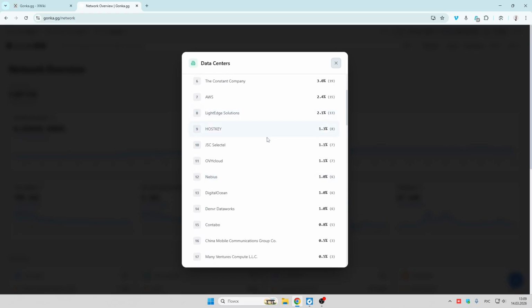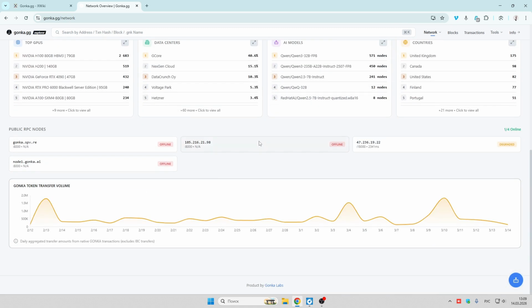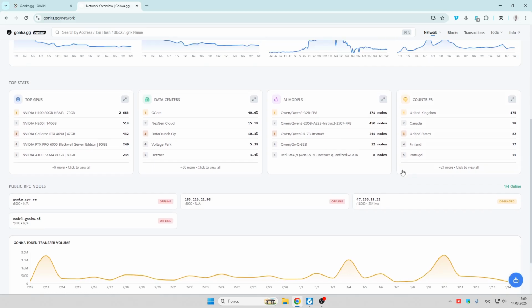So HostKey is a Russian organization that has offices not only in Russia, but as far as I know, they don't have GPUs either. So apparently these are servers rented specifically for network nodes. All right, well, for those who are knowledgeable, you might find it interesting to take a look. So Gonka token transfer values. I have no idea what that is, unfortunately. Maybe if you know, write it in the comments.